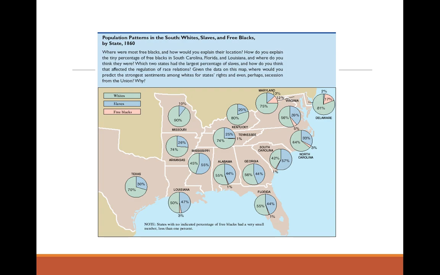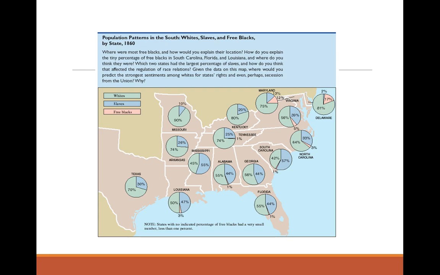Take a moment to look at these and note the states that have interesting population patterns. So the green is how many whites were in the state, the blue is how many slaves, and the orange is the proportion of free blacks. So you look at Missouri, 90% white.